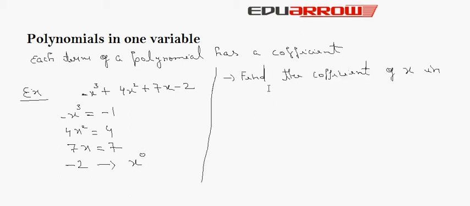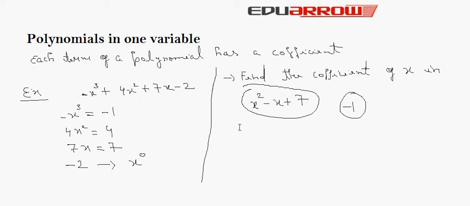Now let's take another example. Find the coefficient of x in the following expression, that is x square minus x plus 7. So the coefficient of x in this expression is minus 1. Minus 1 is the coefficient of x in this expression.